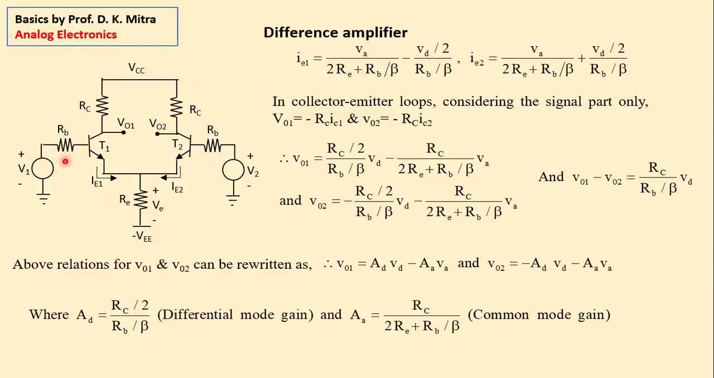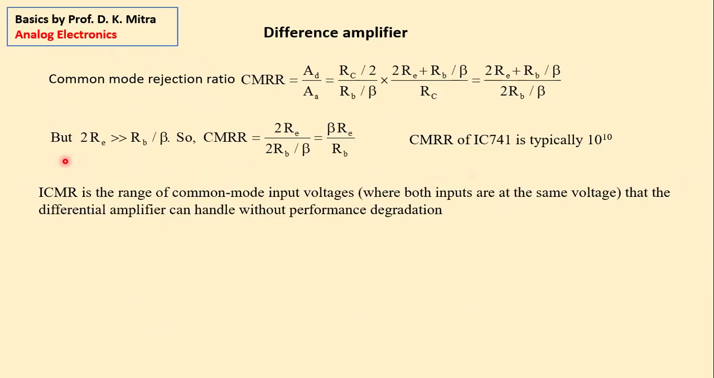But in the integrated circuits that we use nowadays, this ICMR value is just slightly less than VCC. If you connect the op-amp to plus minus 10 volt, then maybe you can apply an input up to plus minus 9 volt without any degradation. But what is the range? It is given in the data manual of the IC that you are using. So this is a difference amplifier. Basic idea of the difference amplifier.